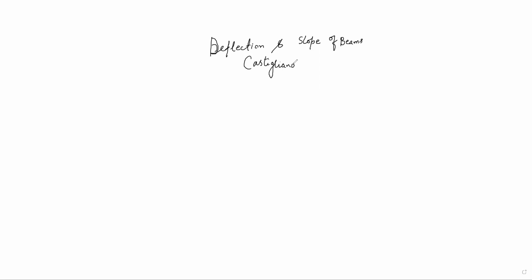As far as Castigliano's theorem is concerned, we have two forms. One is called Castigliano's theorem 1, and another one is called the modified Castigliano's theorem. So what the theorem is all about, let's suppose we have a cantilever beam. Let's suppose the length of the beam is, for example, L. At L by 2, a point load is acting.